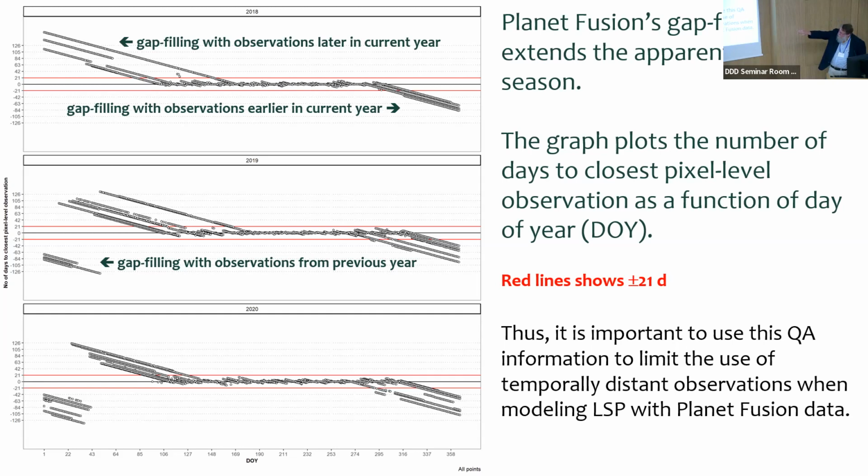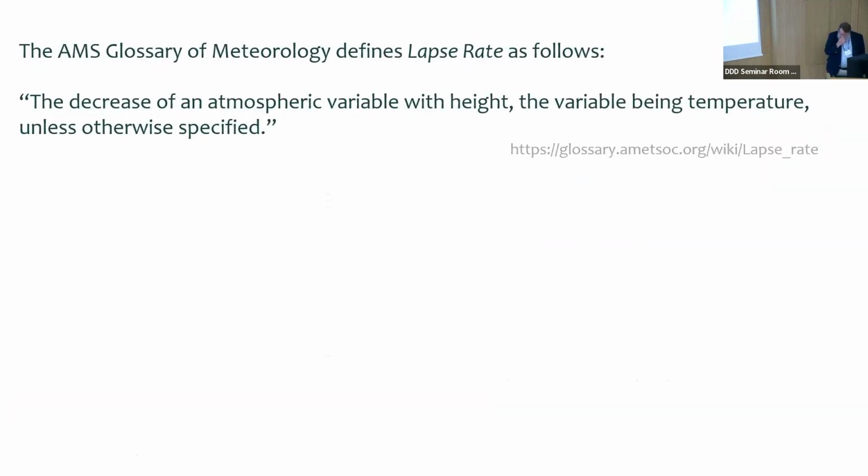And even down here, they're using gap filling of observations from the previous year. The red lines are plus or minus 21 days. It's clear that this QA information is very important to be able to delimit the time periods that you want to focus in on. The gap filling gives you sometimes unrealistic values. So what's a lapse rate?